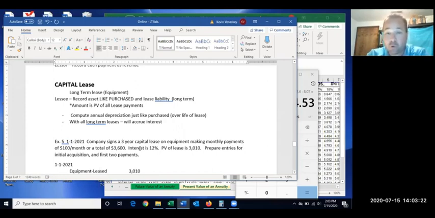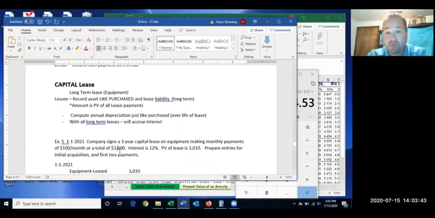Otherwise, if it's just a normal situation and you were in day-to-day life, you would have to make that determination. Is this a capital lease or is this an operating lease? So the capital lease on our equipment, and we're making monthly payments of $100 a month for a total of $3,600. So hopefully you see where I got that.